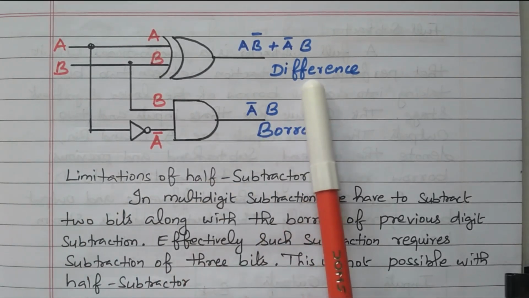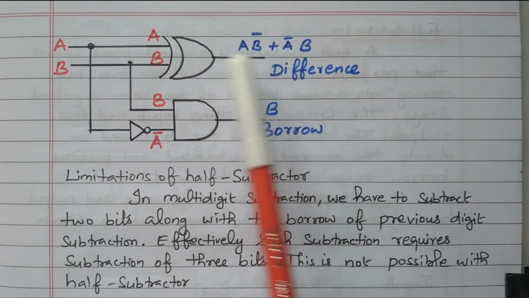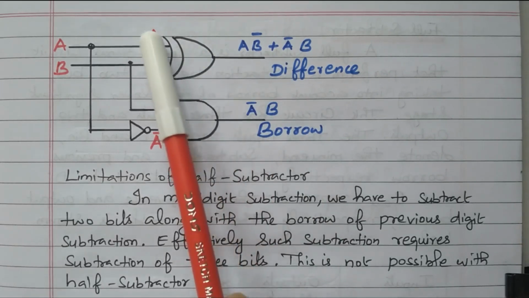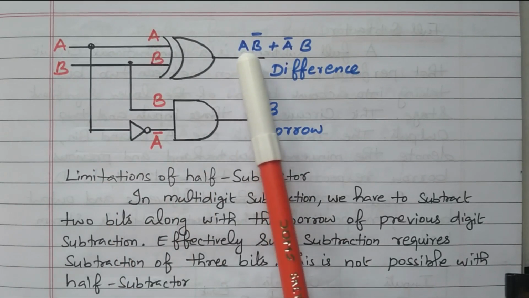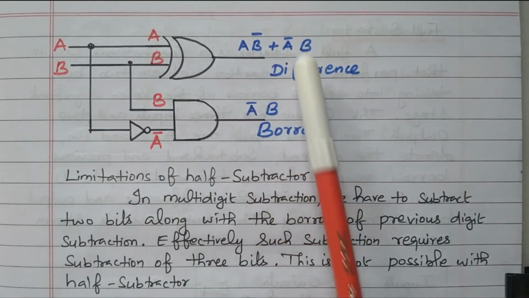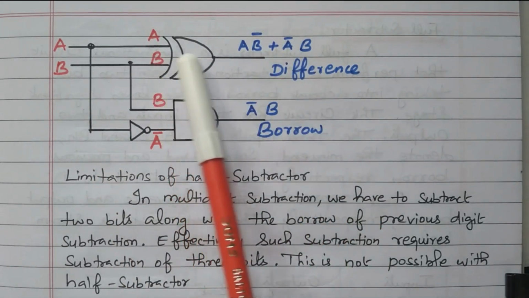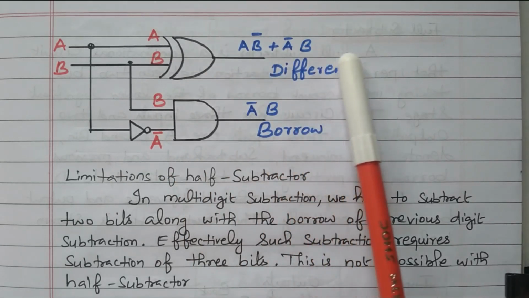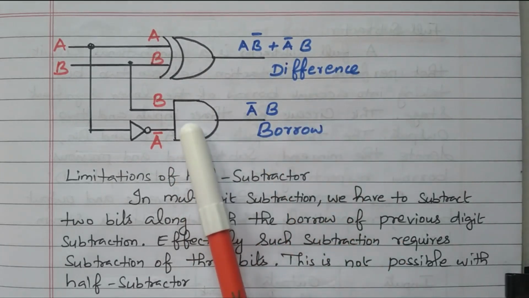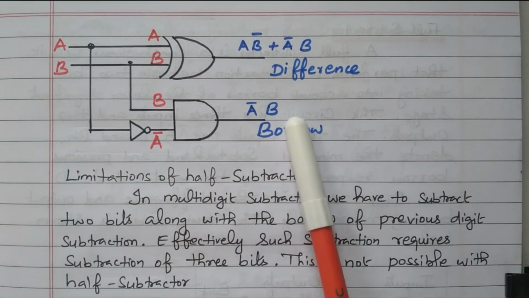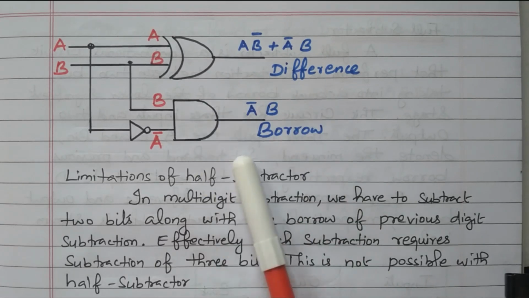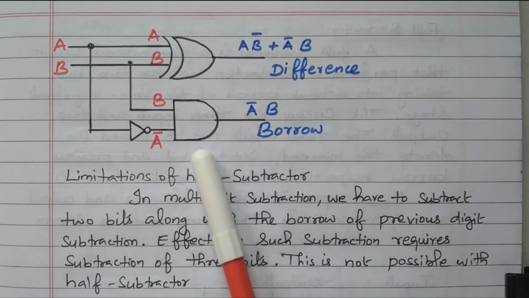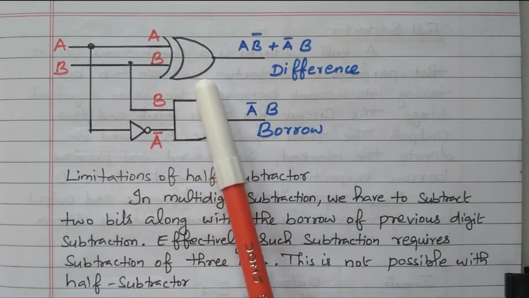What is the difference? Difference is nothing but XOR gate. Simply by using XOR gate with input A and B given directly, we got A B bar plus A bar B, right? So this XOR gate will produce the output of difference. This AND gate will produce the output of borrow. So we got the half subtractor, we got borrow and difference by using this logical circuit, right? Here we have AND gate, here we have XOR gate.